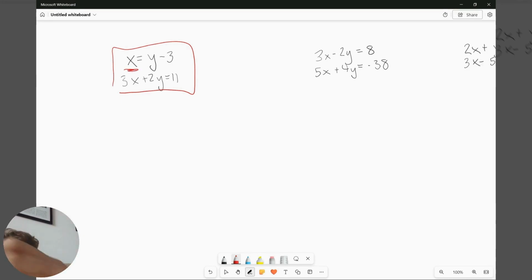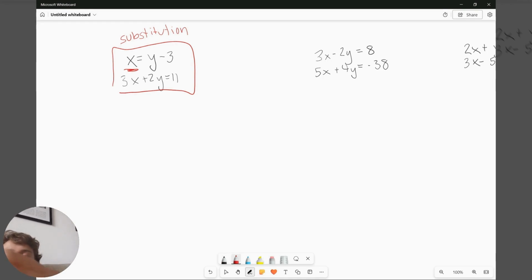is that we have a variable by itself. Remember, if you think back to the previous two videos, when you have a variable by itself, you want to use the substitution method. When you have a variable by itself, this method is already set up for you, right? If you know what something's equal to, that means you're allowed to replace it.